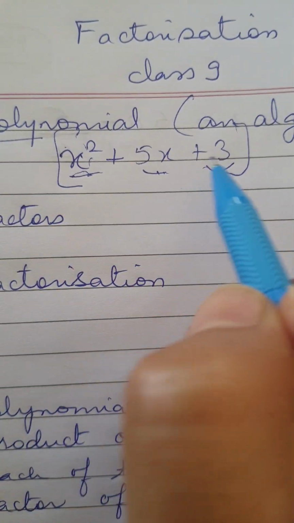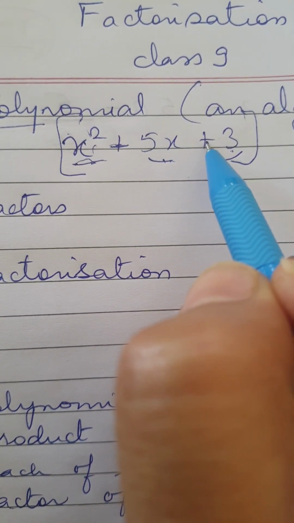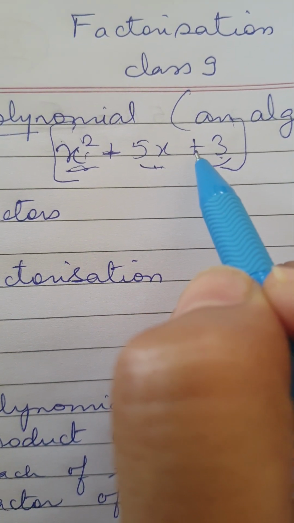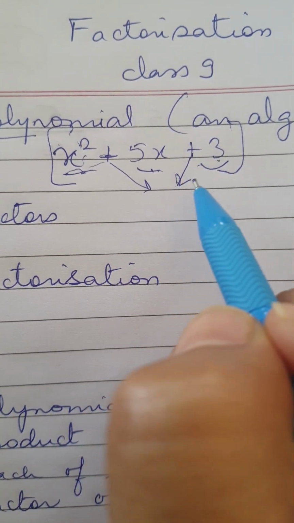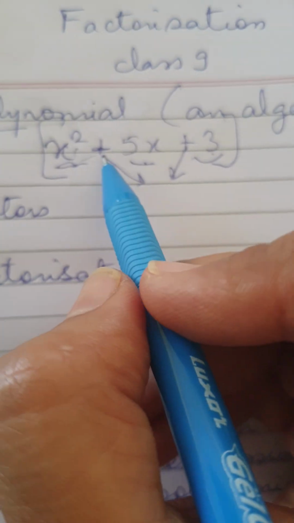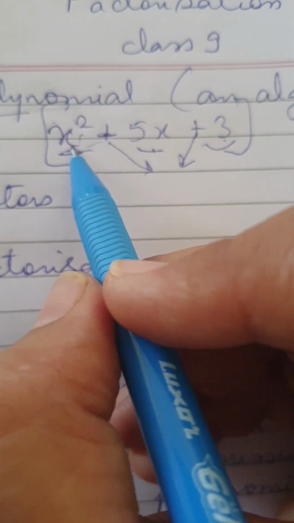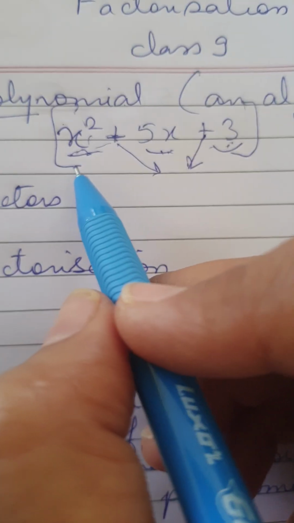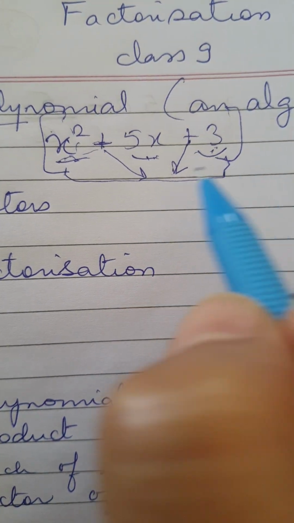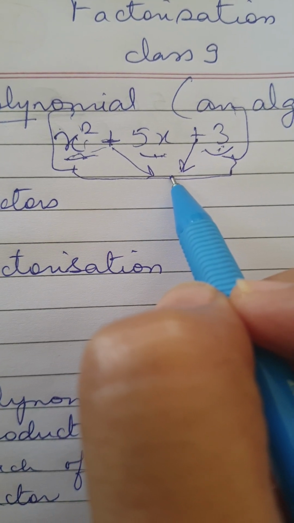These three terms are attached together with a plus sign, or any arithmetic operator you can use here. So these are arithmetic operators, plus, minus. So when we attach two or more terms with some arithmetic operators in between, then we call this an algebraic expression.